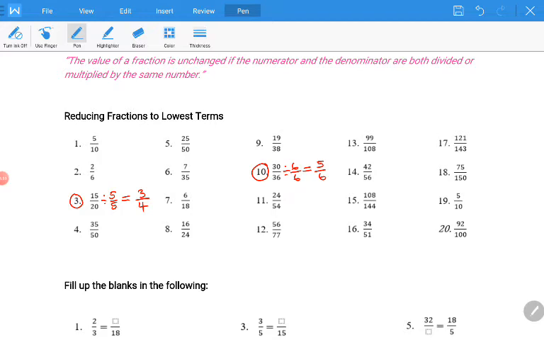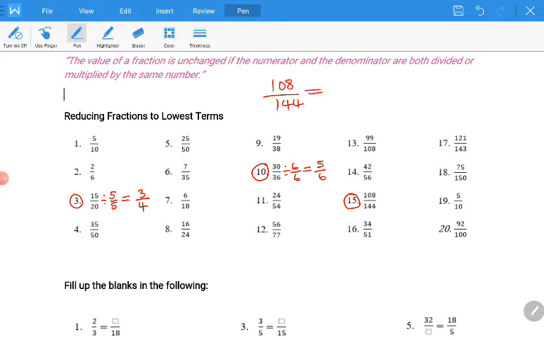Well, let's look at another bigger fraction, say number 15. Here it might be a bit difficult to tell right away the highest common factor. So in this particular case, we will need to express the numbers by their factors. So we say 108 over 144.